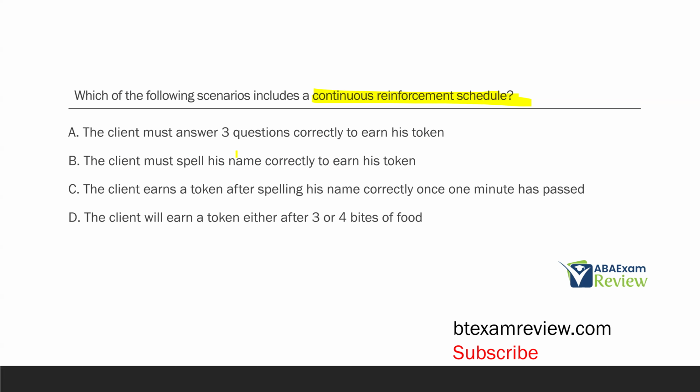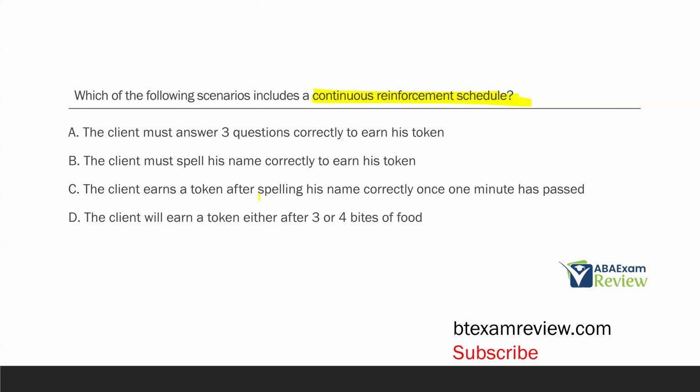So A, the client must answer 3 questions correctly to earn his token. Well, to me, that sounds like a fixed ratio 3, considering the client must engage in 3 correct responses to earn the token. B, the client must spell his name correctly to earn his token. That seems right because if the client must engage in a single response for reinforcement, that is continuous. B looks good. Always read all of your answer choices.